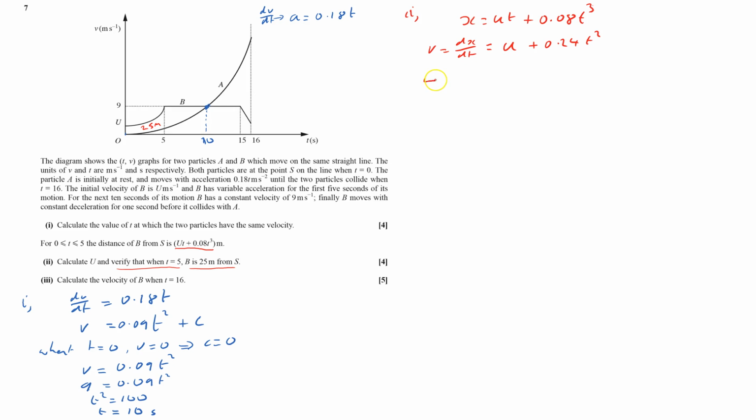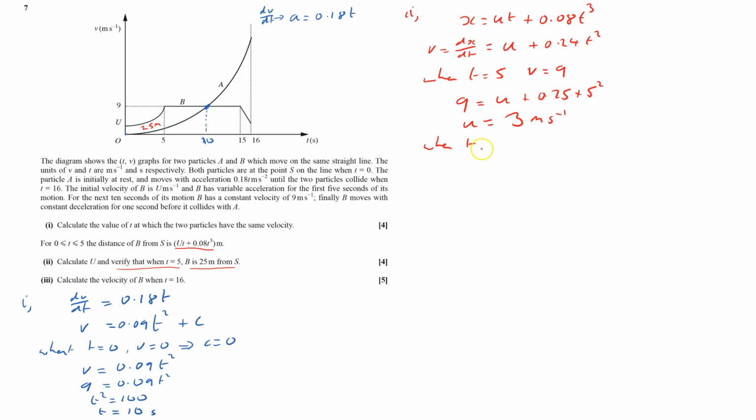And when t equals 5, velocity equals 9. So then hopefully that'll do it, won't it? 9 equals u plus 0.24 times 5 squared. And so u will equal, that comes to 3 meters per second. That's nice. And we've got to try and work out and do this verifying.